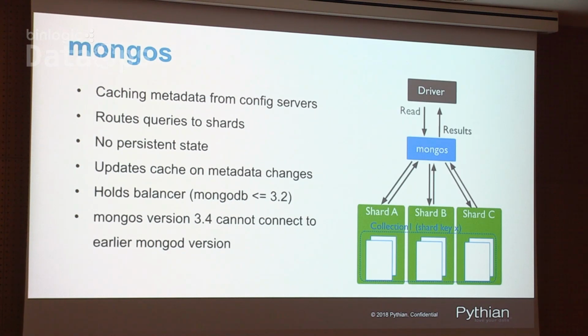And the third part of the sharded cluster is MongoS. MongoS is only caching the metadata from the config servers, and it routes the queries to the shards. It doesn't have a persistent state. On each metadata change, it updates the cache. So when you send a request from the driver to the MongoS, MongoS has the metadata in its cache, and it knows where to send your query.